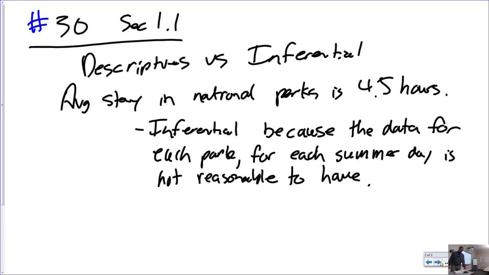So part of that is a little bit of an explanation, right? What I say in statistics a lot of times is that the right answer is inferential. But if you told me that this was descriptive and explained why, and your explanation said that you have worked for the national park system, and you know that the national park system has exactly how many hours every person has stayed in every national park on every day, if you know that's true and can therefore tell me that's true, then I would say, oh, okay. Then it could be a descriptive statistic.